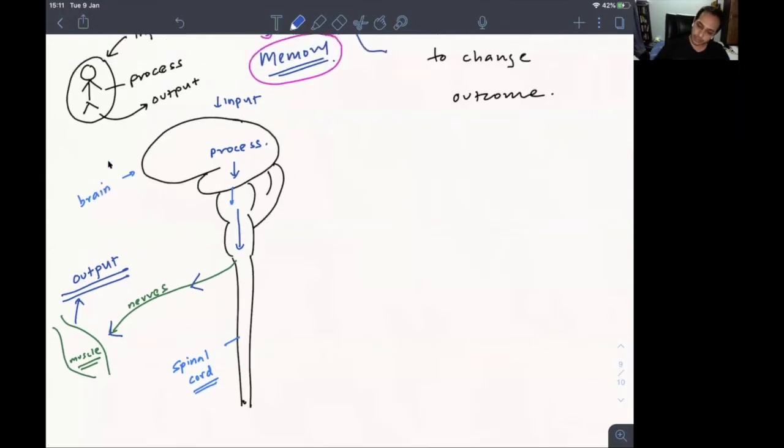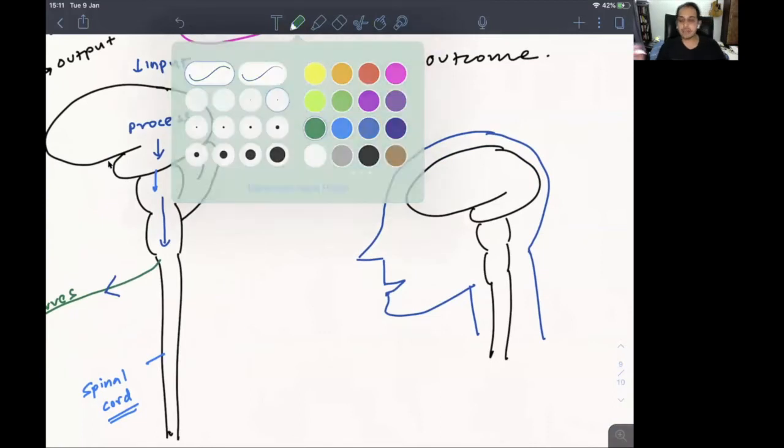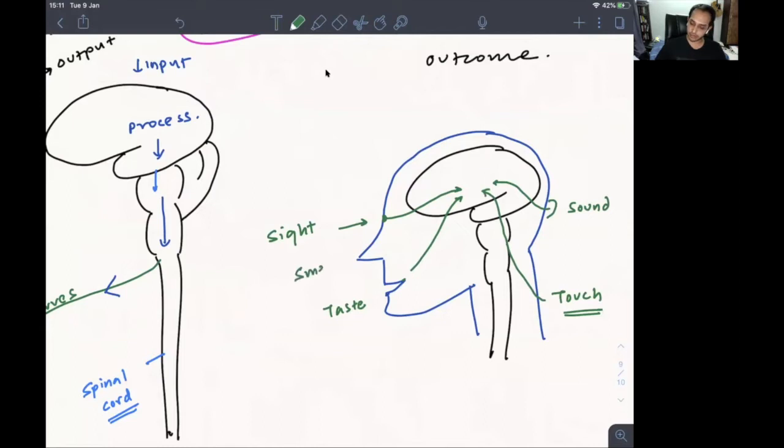So let's look at this a little differently. I'm going to draw the brain again here. Okay. And I'll give you a little bit of context. Suppose this is the face. Now, let's imagine what kinds of input you can have. You can have sight, through your eyes, going into the brain. You can have taste through your tongue, going into the brain. You can have sound, which is through your ears, going into the brain. You can have touch, which is through your hands, your feet, your face, going into the brain. And you can have smell, going into the brain.